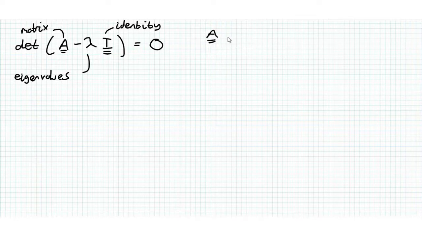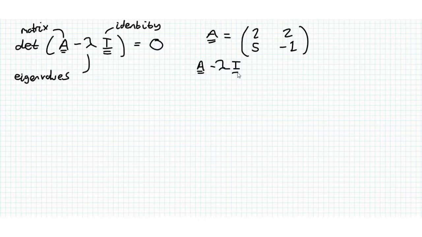If we have a matrix A, it's equal to 2, 2, 5, minus 1, then A minus lambda I is equal to 2 minus lambda, 2, 5, minus 1 minus lambda. Okay. Now we want to find the determinant of this in terms of lambda.